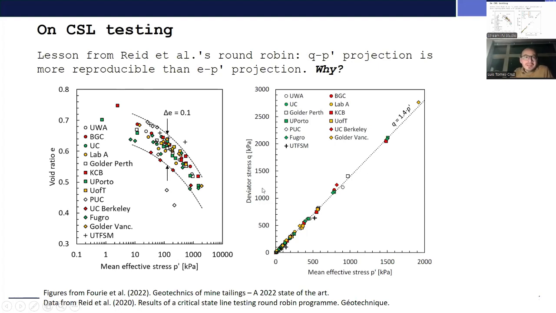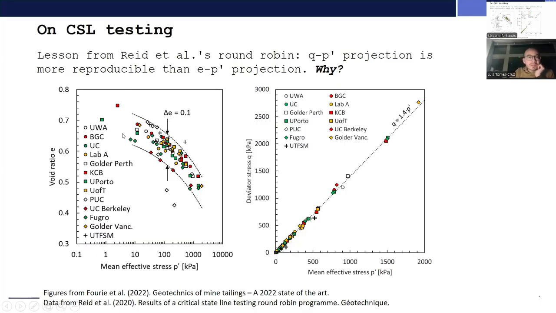So it is interesting that over here on the state plane, the scatter is much more obvious than over here on the stress plane. Over here, all the labs produce data that agrees quite well. All the data points are very close to this line of Q equal to 1.4 P prime. Not so much over here, where the data fall on a band that has a width in terms of void ratio of 0.1. That is significant scatter.